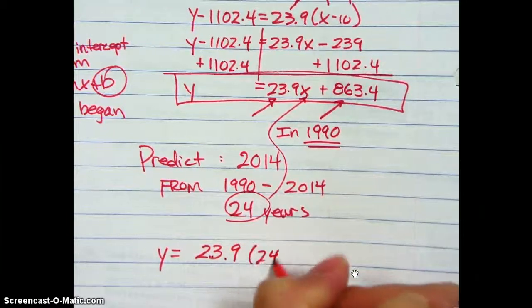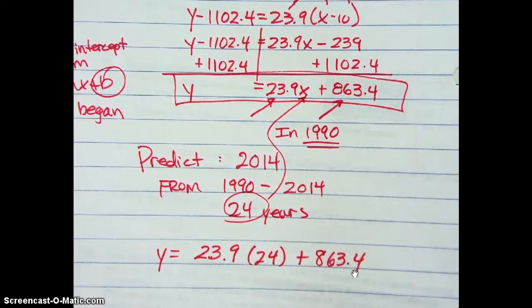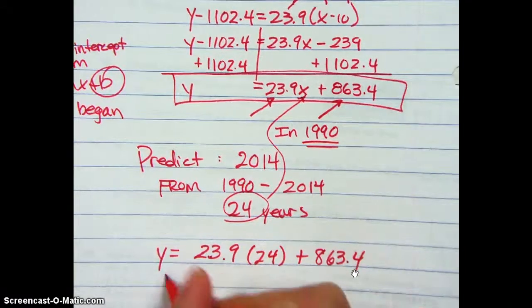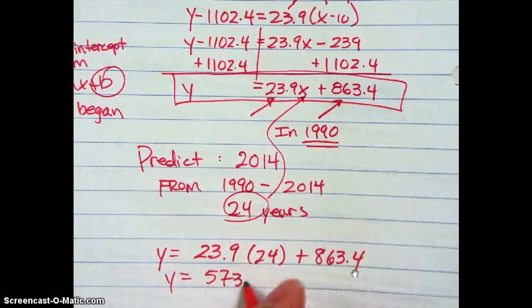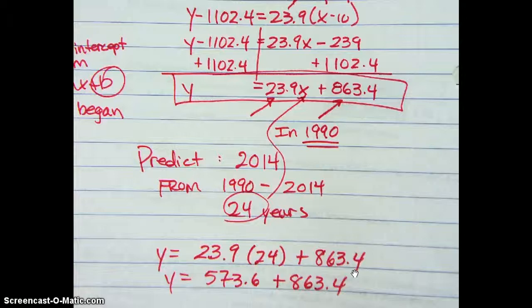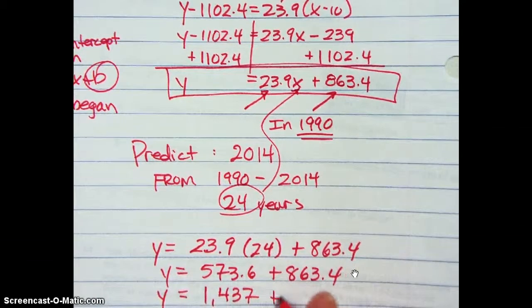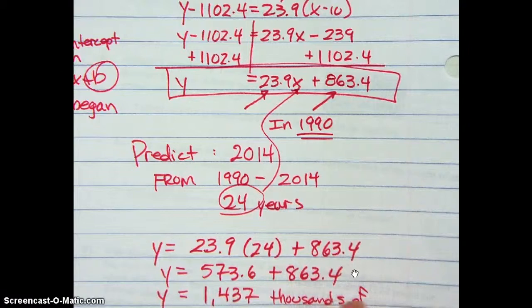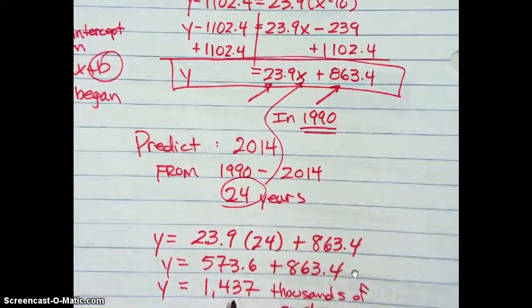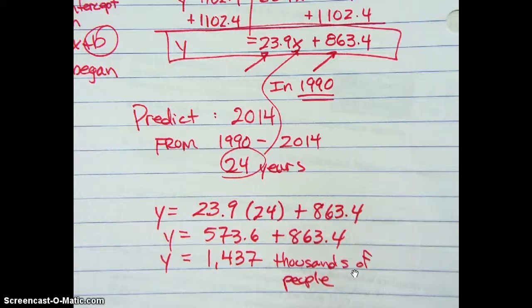23.9 times 24 years plus the 863.4. So I'm going to do this math real quick. If I do the multiplication portion, I get 573.6. I add that to 863.4 and I end up with an answer of 1,437. And so that's thousands of people. So in other words, if you times it, or visitors, times it by 1,000, you're going to see what kind of number you get there. Okay, so anyway, that's how you work out some word problems. Hopefully that was helpful for you.